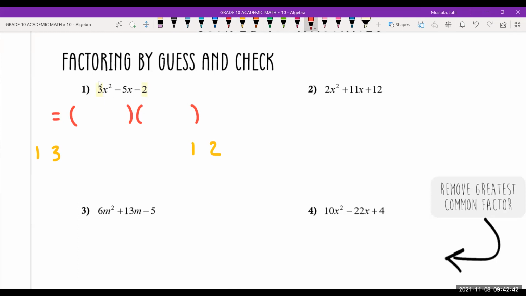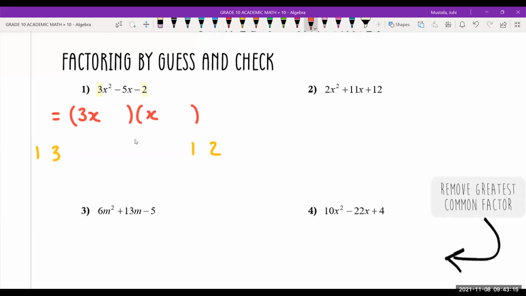Okay, so you look at the first term, you list all the factors. You look at the last term, you list all the factors. Now, here's what you're going to do. In this question, there's only one possibility. We have to use the 1 and the 3. We have to use the 1 and the 2. So this term, because it's the first one, it's going to tell me the numbers that go in the front of the bracket. So I'm going to put a 1 and a 3. And it doesn't matter what order you put them in. You could put 1x here and 3x here, or the other way around. I'm going to put it like this, 3x and 1x.